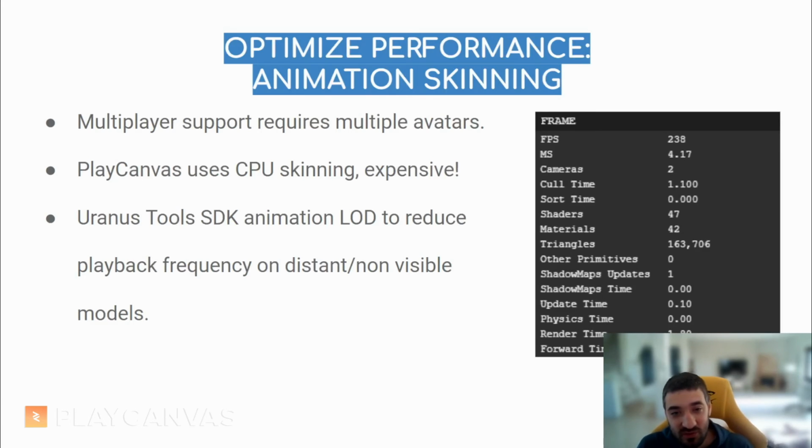Another optimization that we had to do was, at some point, we added multiplayer support on this demo. So basically, we could have multiple avatars rendering at the same moment. PlayCanvas uses CPU skinning to animate these avatars. That can be expensive when too many avatars are rendered. In Uranus tools, we have a script to help mitigate this and increase performance with too many avatars. Basically, it's like an animation LOD system. We reduce the playback frequency on distant and non-visible models. We have an example here.